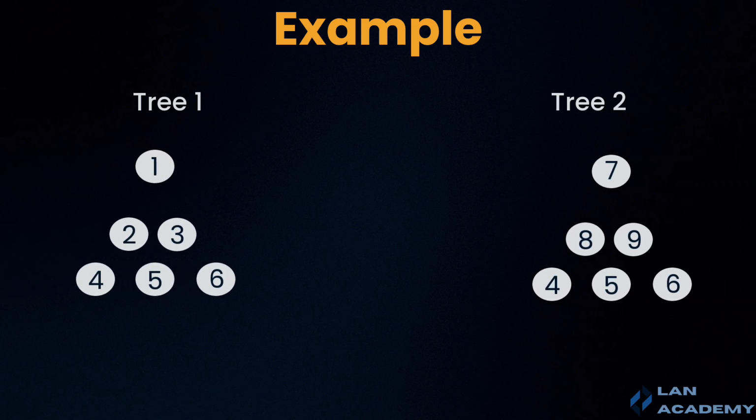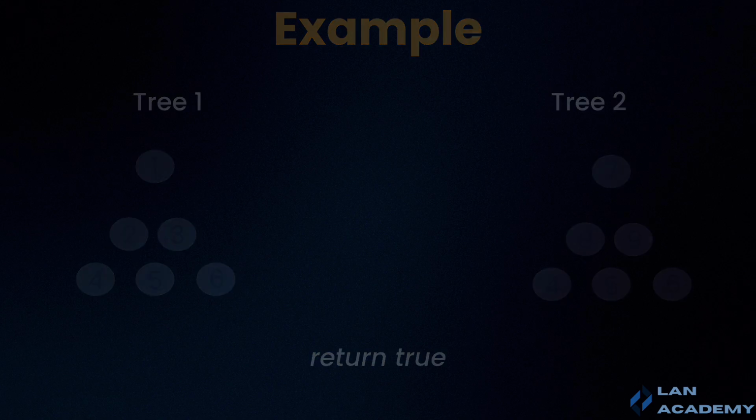Here's a simple example to illustrate. Consider two binary trees. Tree 1 has leaf nodes with values 4, 5, and 6, and tree 2 also has leaf nodes with values 4, 5, and 6. When collectLeaves is called on both trees, it gathers these leaf values into leaves1 and leaves2. Since both vectors contain 4, 5, and 6, the function will return true, indicating the trees are leaf similar.